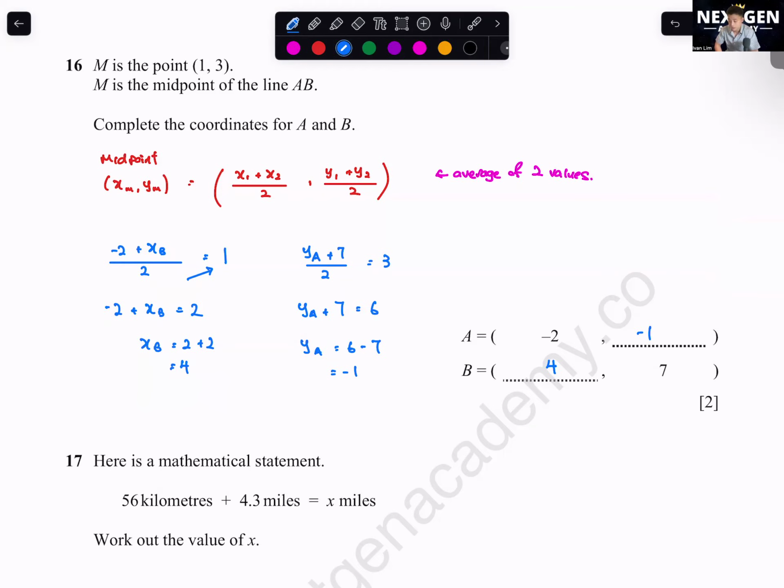You can guess it also. Okay, very good. Number 17: 56 kilometers plus 4.3 miles equals X miles. Work out the value of X. I haven't taught this before. What is the conversion from kilometers to miles, or miles to km? This one, you all have to memorize. Unit conversion.